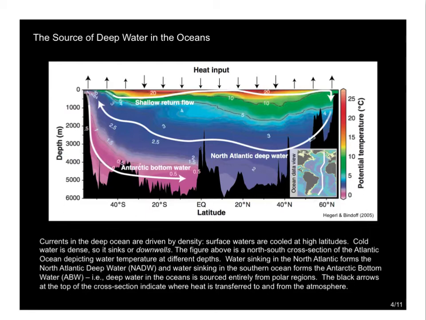Alright, so the figure in this slide is a north-south cross-section of the Atlantic Ocean. That's an indicator of this white line here on the little map. The color code of this cross-section indicates the water temperature from the surface at the top to the bottom of the ocean. Now, the first thing you should notice is that below about 400 meters, about this depth right here, the oceans are very cold, just a few degrees above freezing.